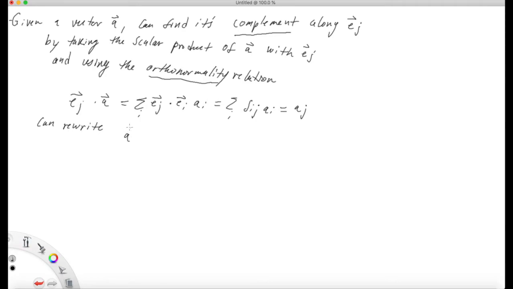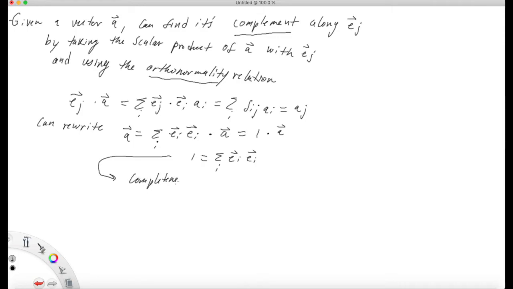And we can rewrite A as the sum of e_i times e_i dot A. The sum of e_i times e_i is just 1, so that whole thing is just going to equal the vector A. And then we have this, which on the screen says unit dyad. It's the unit dyadic, and the unit dyadic is just that 1 is equal to the sum over the index i of e_i times e_i.